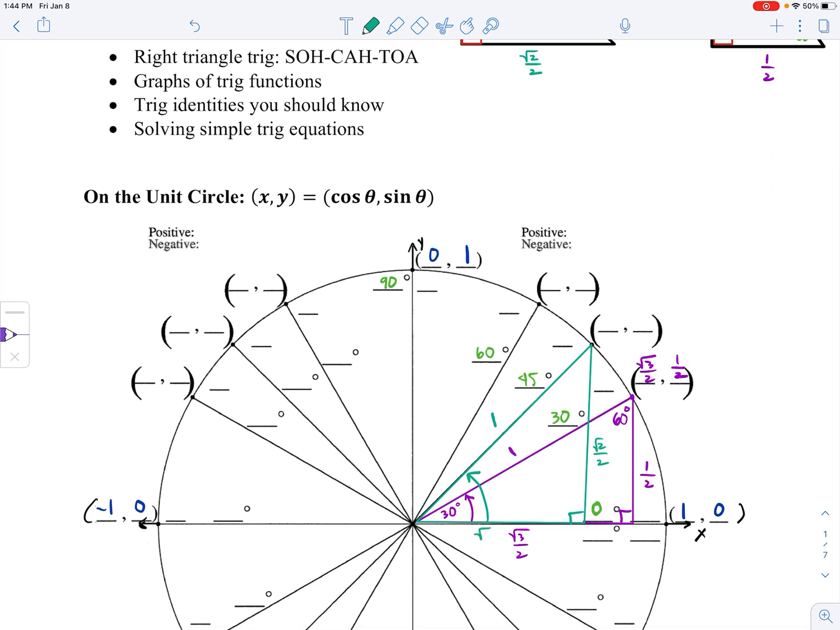So each leg of that triangle would be a length of root 2 over 2, meaning this point on the unit circle that corresponds to 45 degrees would be root 2 over 2, comma, root 2 over 2.